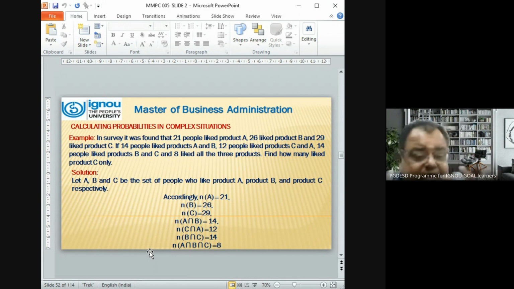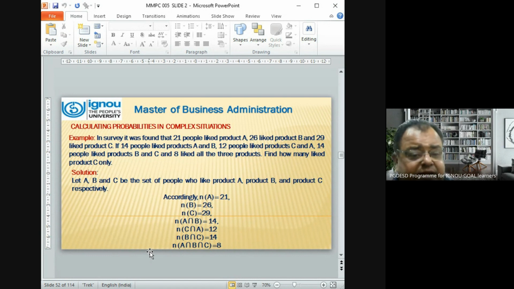Now, in these sorts of problems, we have to draw a Venn diagram, and no such concept of probability is being used. There are three events A, B, and C. Products A, B, and C are there. We will go back. How many people are there? 21 people liked product A, so it will be denoted by n(A). Similarly, n(B) is 26, n(C) is 29.